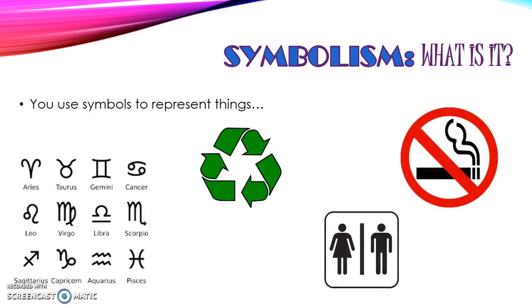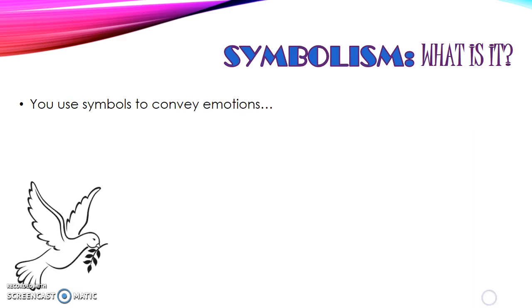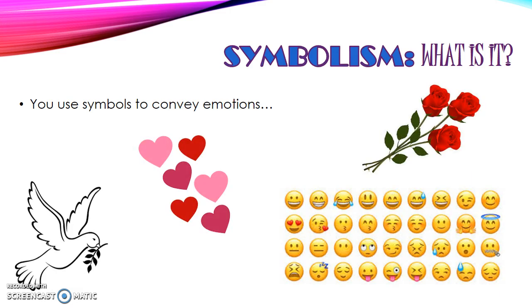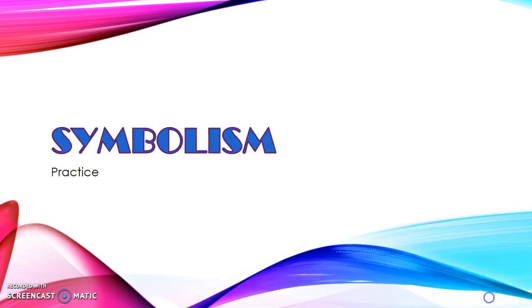You use symbols to represent things in everyday life, whether it's your horoscope, recycling, the restrooms, or something you're not supposed to do, like a no smoking sign. You also use symbols to convey emotions, whether it's peace, love, friendship, joy, sadness, frustration.